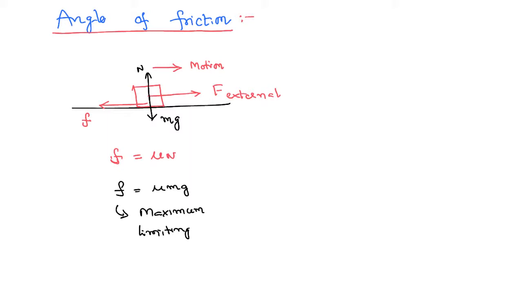Now, let me redraw the same diagram once again. The normal reaction acting on the body is in the upward direction. The frictional force acting is in this direction. We can see between the frictional force and normal reaction there is a 90-degree angle, and we can find the resultant of these two vectors using the parallelogram law of vectors, and this is the direction of the resultant of this normal reaction and frictional force.